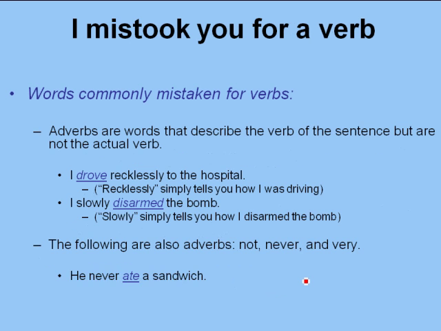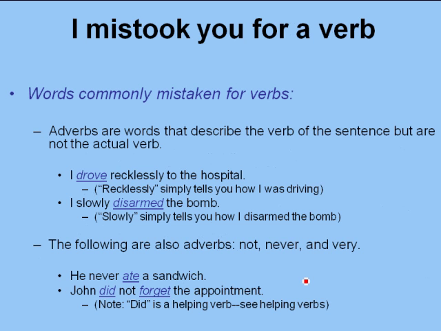Also sometimes mistaken for verbs are adverbs. The easy way to think of an adverb is that it's simply the way in which a verb or an adjective is performed. So on this one, I drove recklessly. Drove is my verb, that's the action. Recklessly just tells you how I drove. On this next one, I slowly disarmed the bomb. The action is disarm, that's what I did. I disarmed the bomb. Slowly just tells you how I did that.